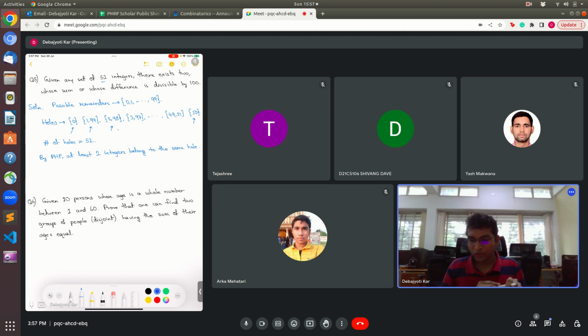Okay. So now if this same hole is either 0 or 50, then what do we know? Both these numbers have the same remainder when divided by 100, which is either 0 or 50. In that case, their difference will be divisible by 100 and we are done.